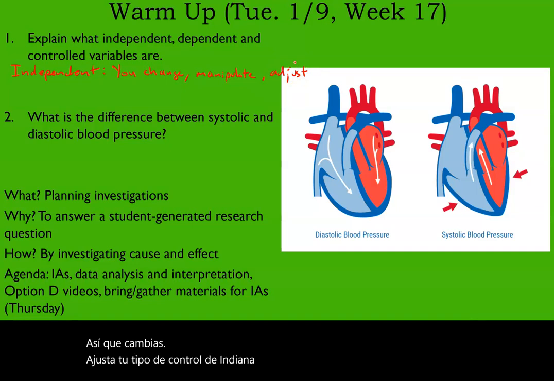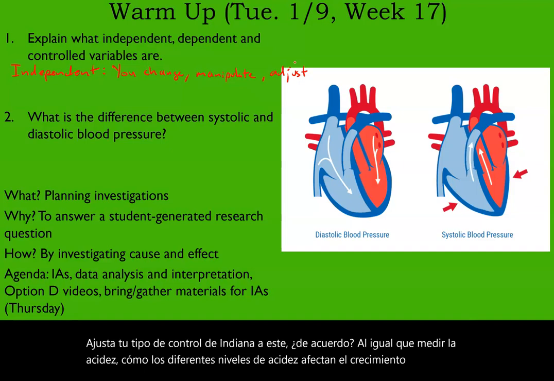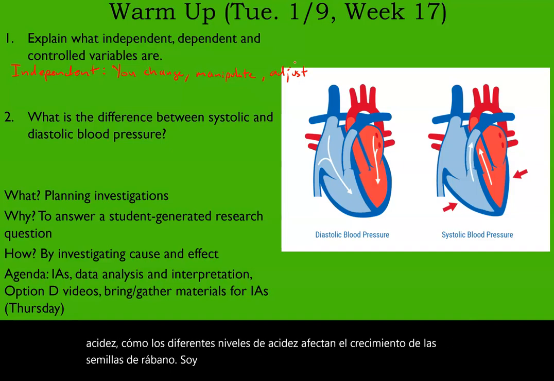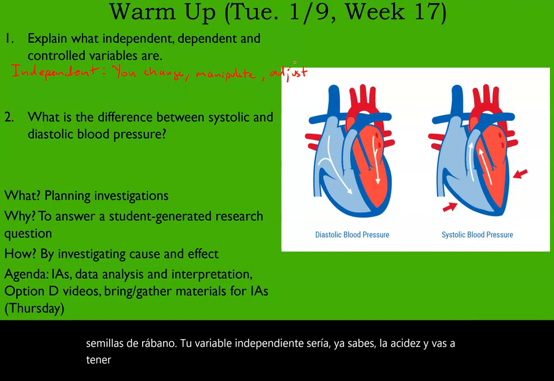Like measuring how different levels of acidity affect the growth of radish seeds. Your independent variable would be the acidity, and you're going to have different levels of acidity, right? pH 2, 3, 4, 5, 6. You're controlling that pH, right?